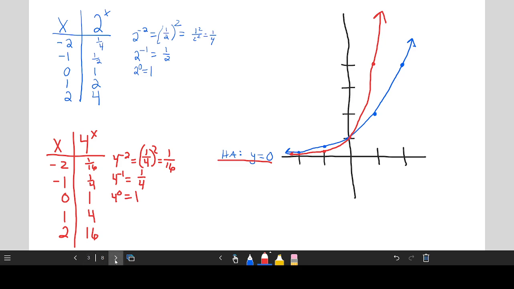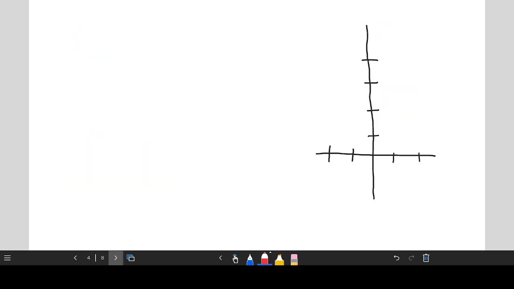Let's see what happens when we have a base that is less than 1, because it's going to look a little bit different. So let's say we want to graph (1/2)^x. Because we said our base can be any real number as long as it's not 1, because then we just get all 1 for all the y values.